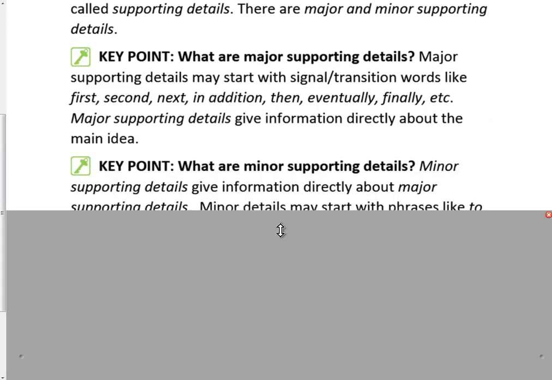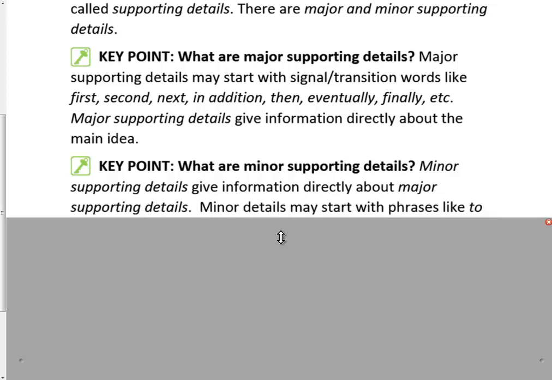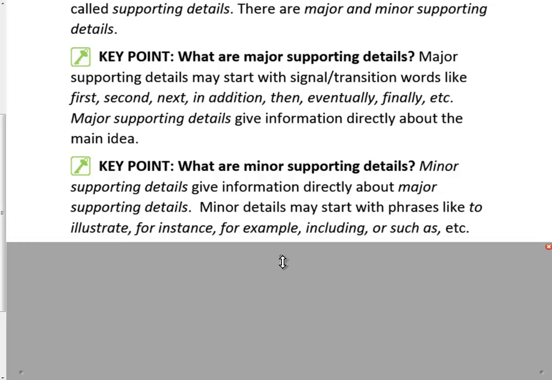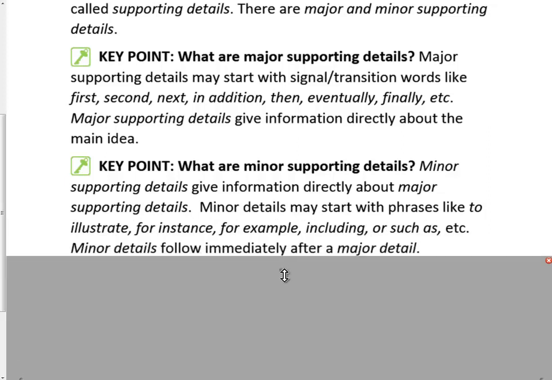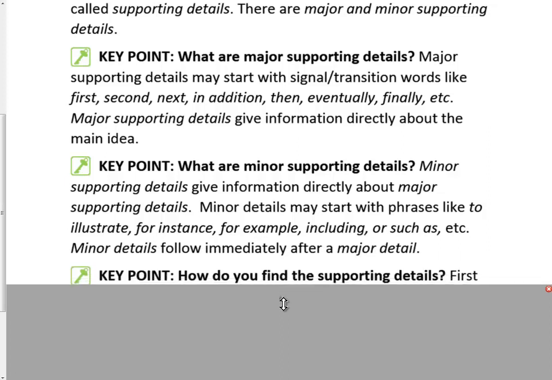What are minor supporting details? Well, they give information directly about the major supporting details. Minor details may start with phrases like to illustrate, for instance, for example, including, such as, and minor details follow immediately after a major detail.